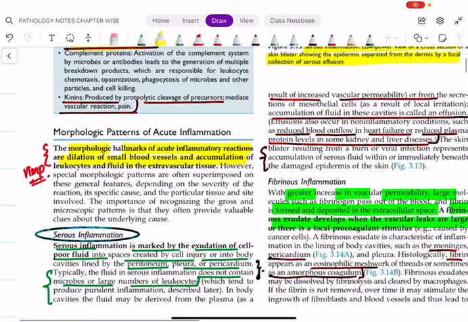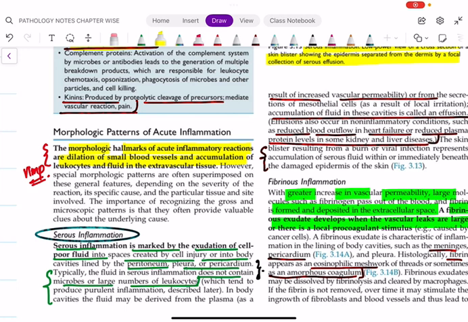Let us see what are the morphological patterns of acute inflammation. Whenever you are going to read about this topic, two important points you have to remember. They are the hallmarks of the acute inflammatory reaction. They are the dilation of the small blood vessels and accumulation of leukocytes. First type is the serous inflammation.